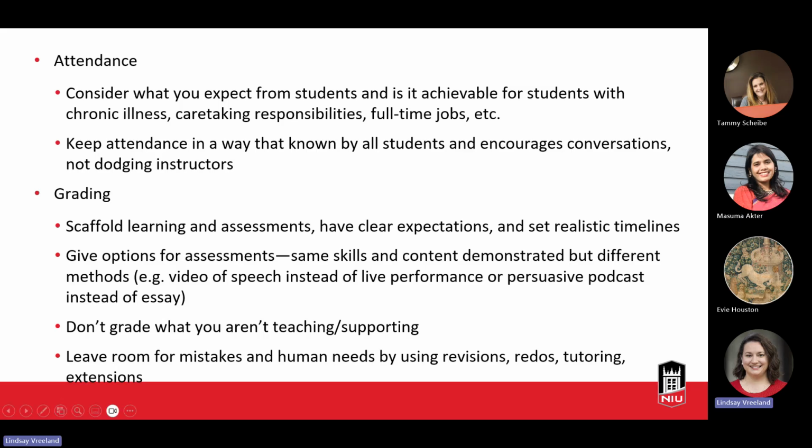Grading, I'm sure, especially in curriculum and instruction, and I know this is true in English, we want to make sure that we're scaffolding learning and assignments, that we have clear expectations and we're setting realistic timelines. So we're not saying turn in this 5-page essay next week. We're saying, over the next few weeks, we're going to be working towards this 5 pages. I want you to write the thesis statement, and we're going to talk about that first. Okay, what are the resources that you're going to be collecting?